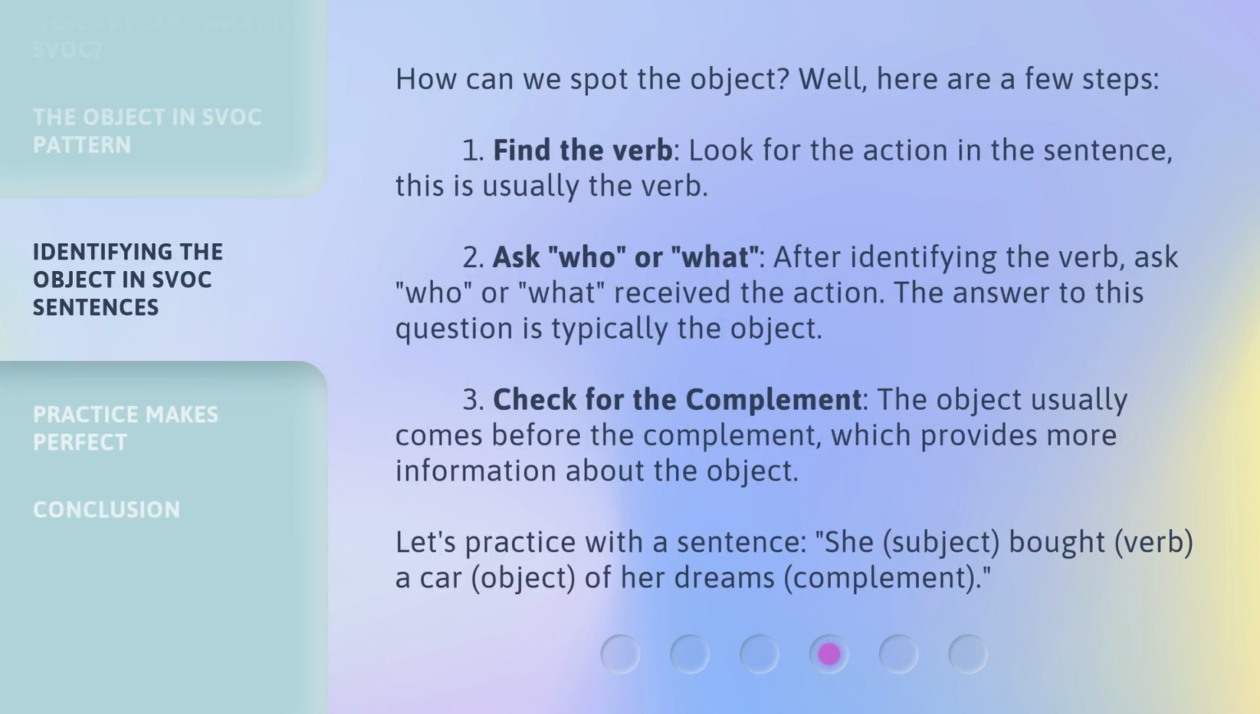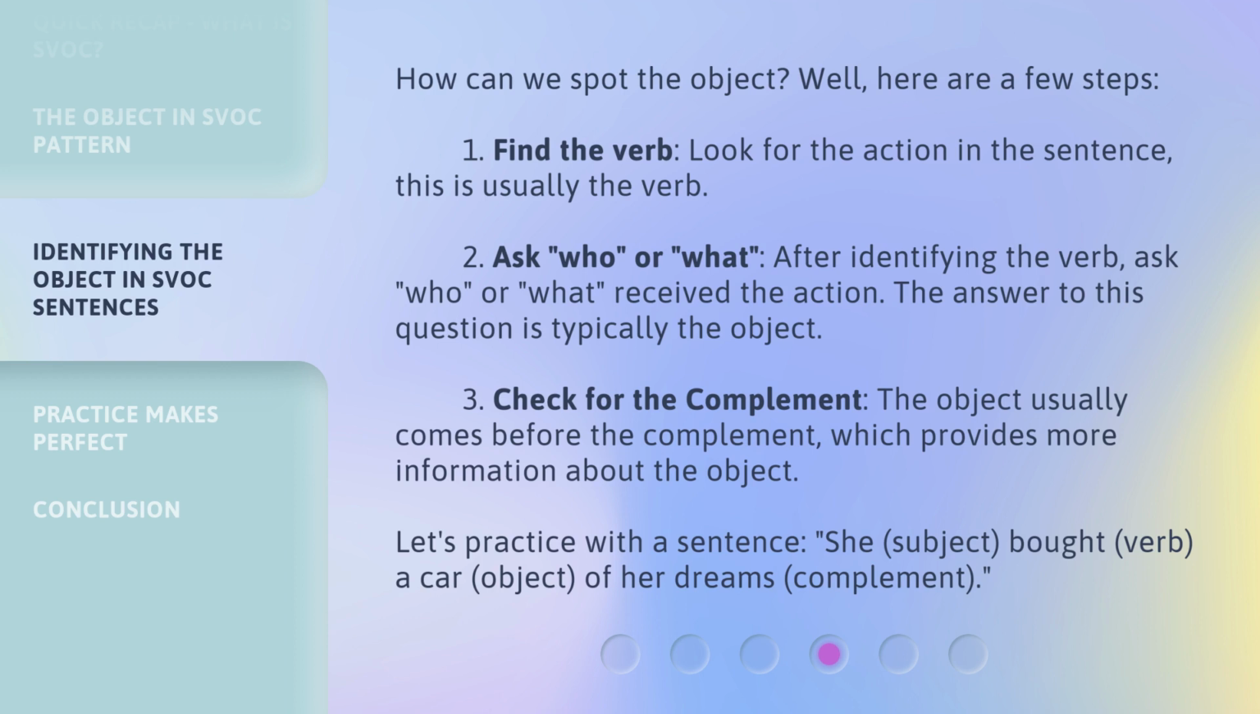How can we spot the object? Well, here are a few steps. 1. Find the verb. Look for the action in the sentence. This is usually the verb. 2. Ask, who, or what. After identifying the verb, ask, who, or what, received the action. The answer to this question is typically the object.